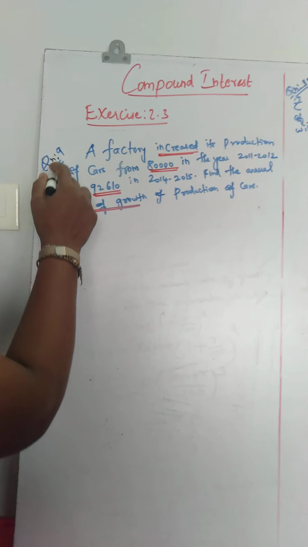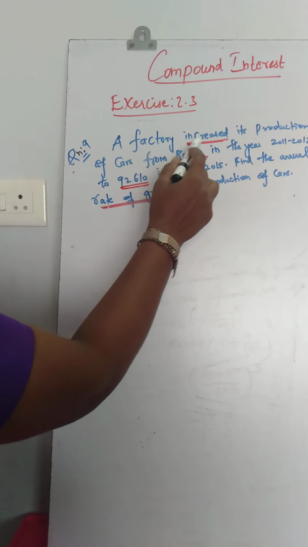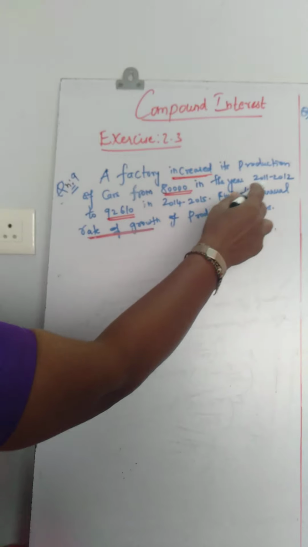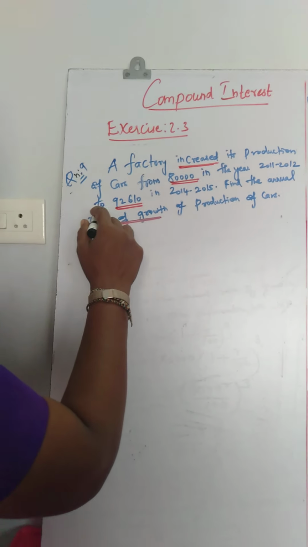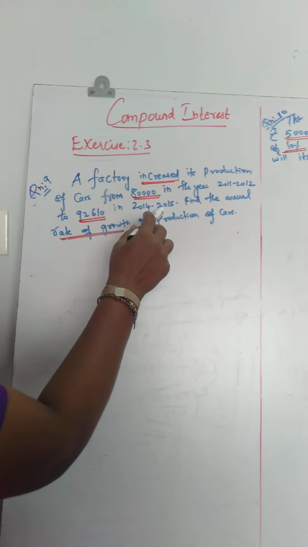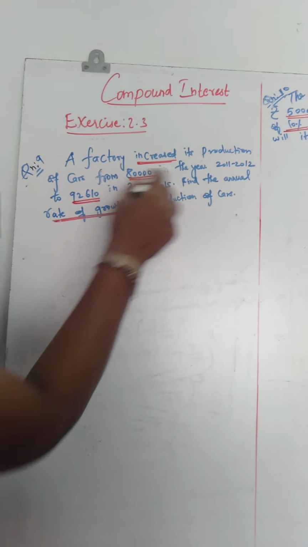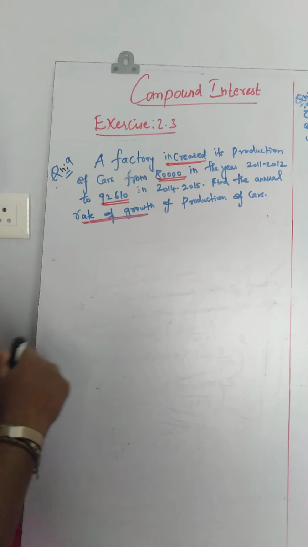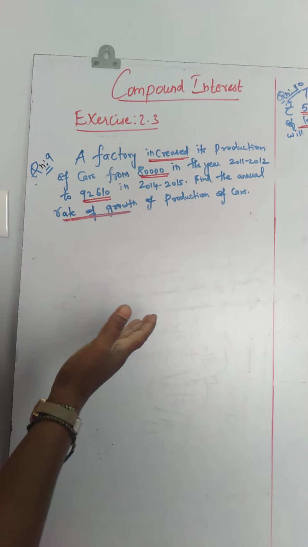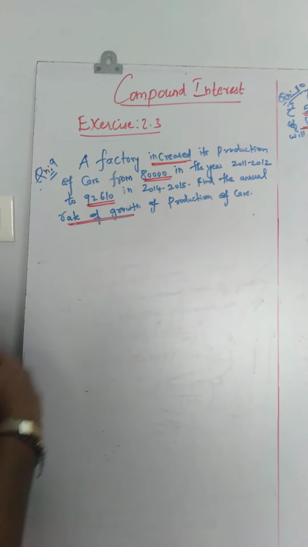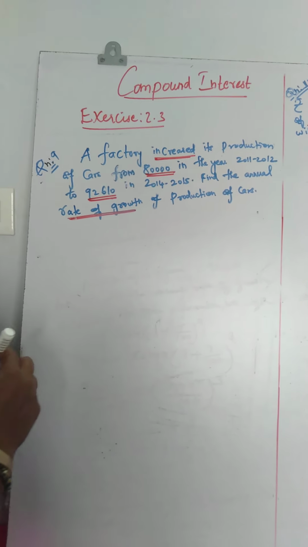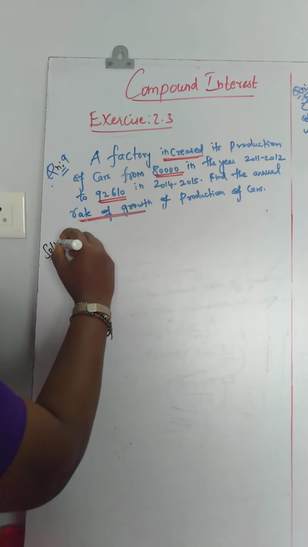The question is, question number 9. A factory increased its production of cars from 80,000 in the year 2011 to 2012 to 92,610 in 2014 to 2015. We have to find the annual rate of growth of production of cars. So, a factory increases, and increase means we have to use growth. The formula here is V is equal to V naught into 1 plus R by 100 to the whole power n. Let us go to the solution.